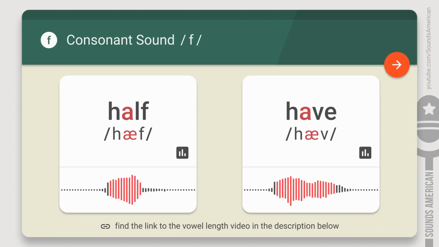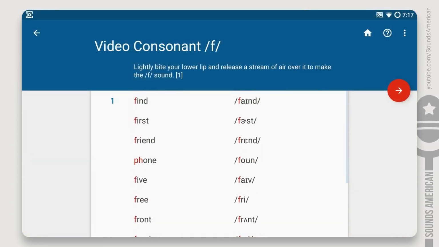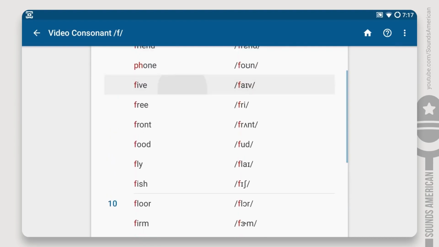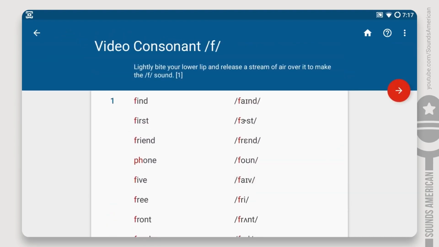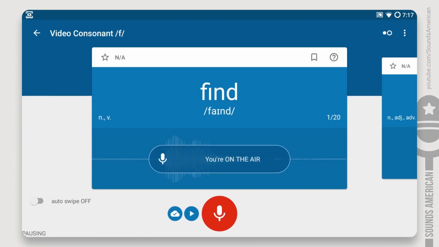Okay, enough of theory. It's time to practice. Because practice is what our videos are for. This is how it works. You'll see a word on the screen and hear its pronunciation. Like this. Find. You'll have a few seconds to pronounce the word. Try to practice as many words as possible. This is the most important part of the whole lesson. Let's start with the f at the beginning of words.